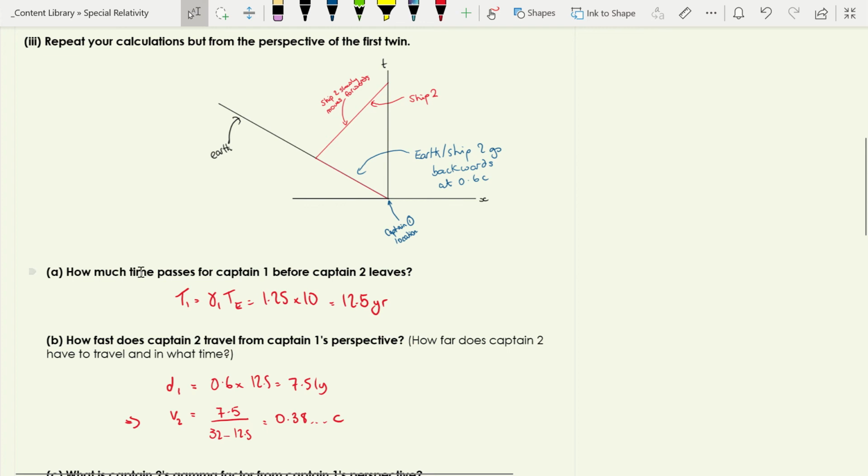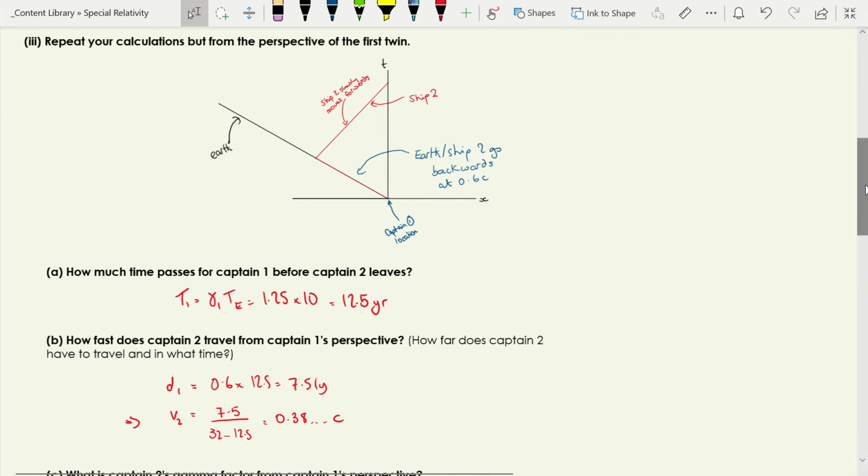Okay, so first of all, how much time passes for Captain 1 before Captain 2 leaves? Now, we know the time measured in the moving clock this time, because we know that 10 years is measured on Earth, but Earth is moving in this scenario, so that's our moving clock. So we're going to need to multiply that by the right gamma factor for 60% of the speed of light, and that would give us how long passes on Captain 1's clock, if you like. And you can see in this situation, 12.5 years passes on Captain 1's clock in order for 10 years to pass on the Earth's moving clock.